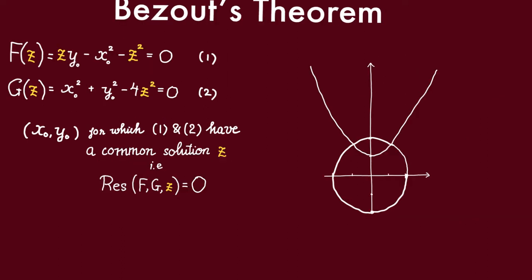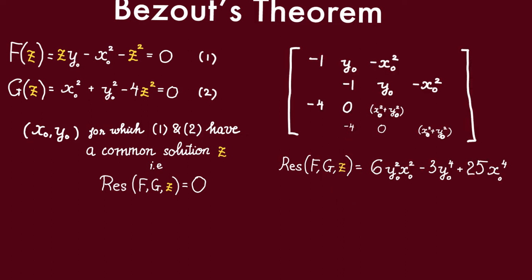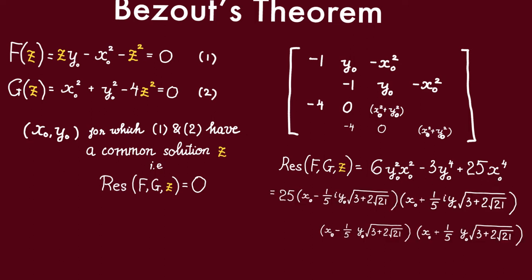And common solution, that's the word that summoned resultant. If we view these as polynomials in z, then these 2 equations have a common solution if and only if the resultant of f and g with respect to z is 0. If we form the Sylvester matrix and then take the determinant, we'll see that the resultant of these 2 polynomials is going to be given by this expression. Observe that that's going to be a homogeneous polynomial in 2 variables of degree 4, and any such polynomial is going to factor as a product of 4 linear factors.